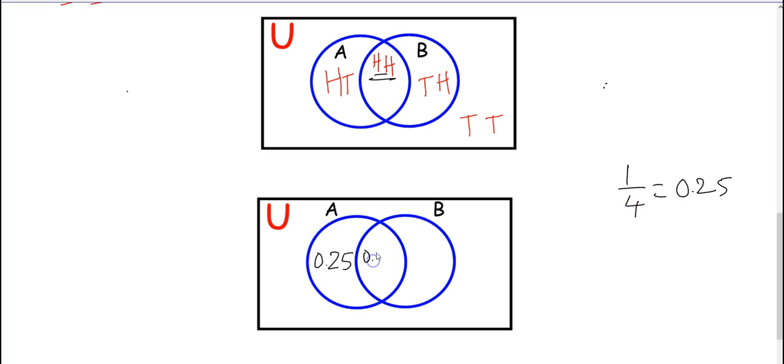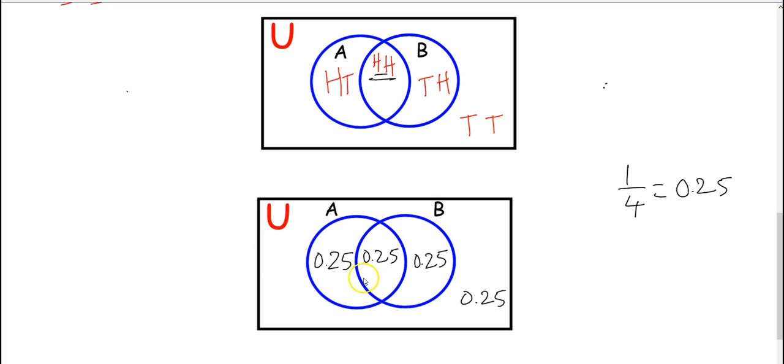I can write 0.25 here. And thirdly, TH. First coin tails and the second is heads. That also only one possibility is there, 1 out of 4. So it is 0.25. And the last one, both the coins landing on the tails, T and T, that is also 1 out of total 4 from that. So it is 0.25.